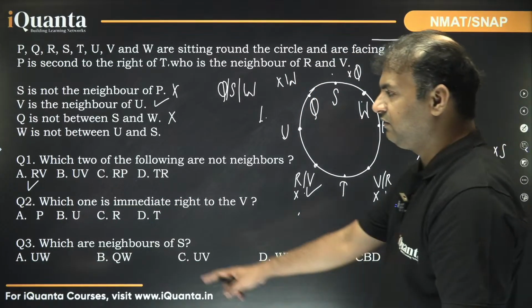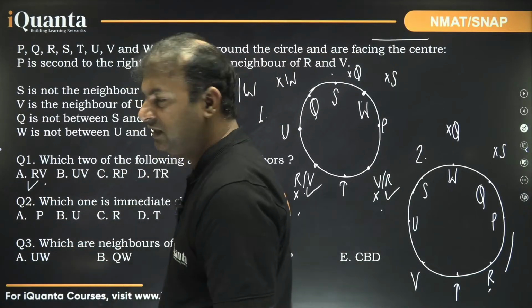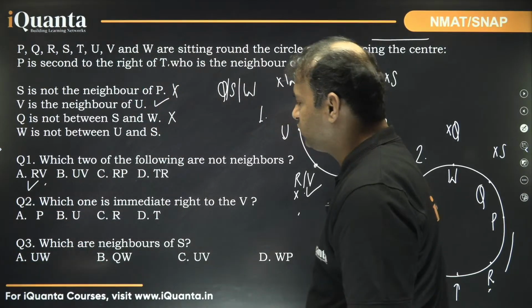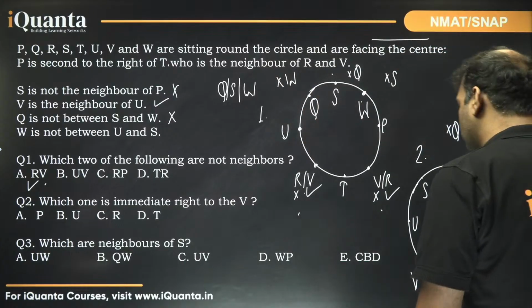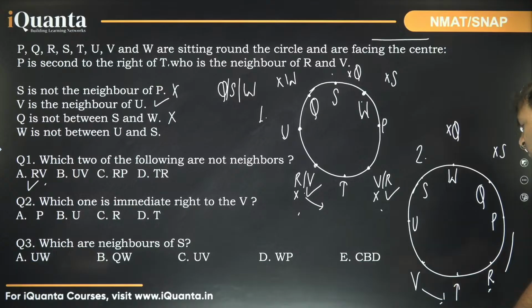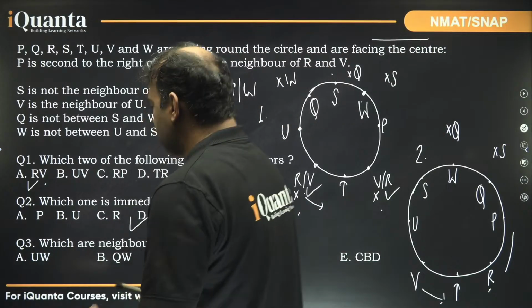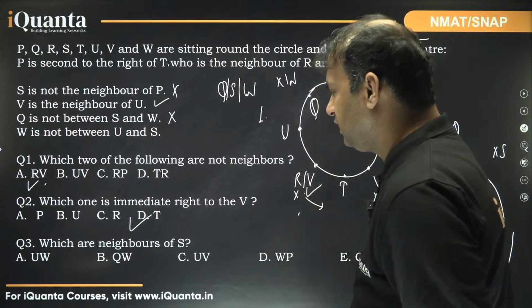So only the first option is there in which both these people are never neighbors to each other, right? Okay, second question: which one is the immediate right of V? So guys, in both the cases, luckily, the immediate right of V is T. In both the arrangements, the immediate right of V is T. Option D, simple.